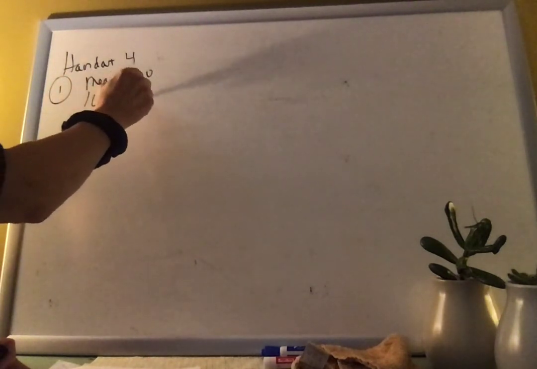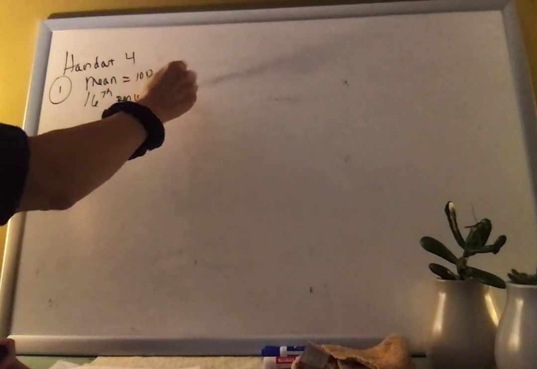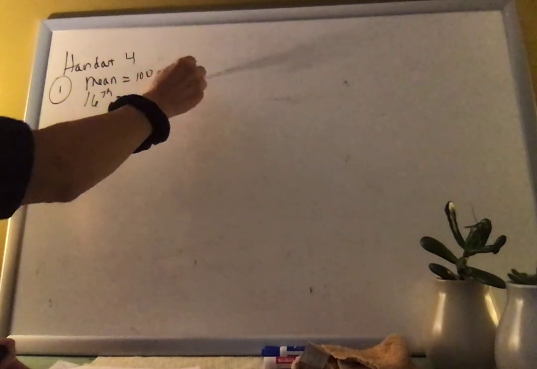Okay. Mean is 100. 16th percentile is 80. So remember the very first thing you do. You draw a nice big curve, you drop a line in the middle.